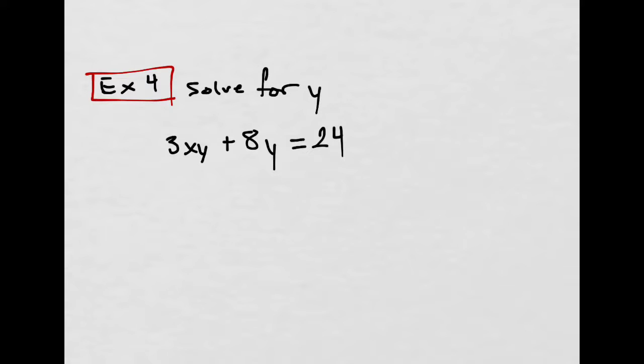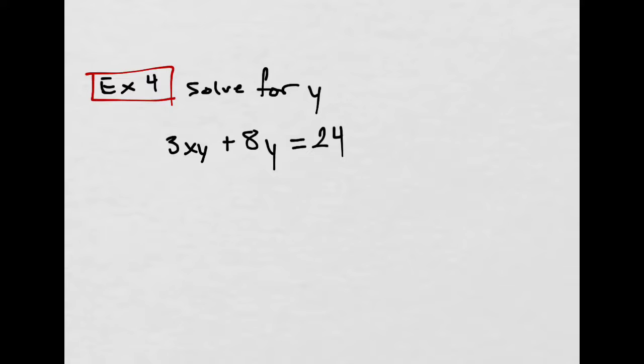Okay, solve for y. This one's a little bit more tricky. Tricky, but it's not so bad. Not at all, actually. So the first thing I'm thinking of is solve for y. I have to get the y by itself, but I got two of them. What do I do? I use combine like terms.